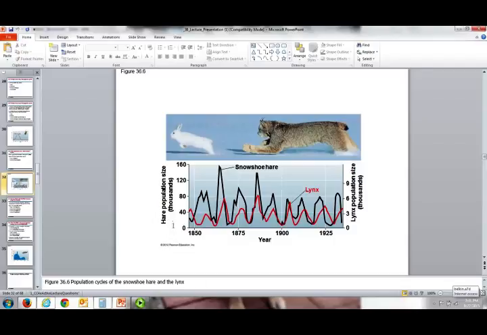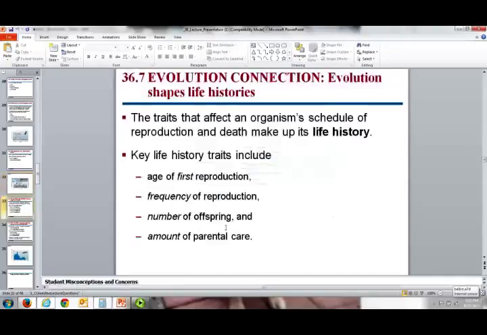So as you have the snowshoe hare go up, you're going to have more lynx that are going to catch them. Just as the lynx has started to eat several of the hares, then you're going to have the hare population decrease, and then there's not enough food for all of the lynx, so their population is going to decrease. So they will fluctuate and cycle, and they are also related and dependent on each other.